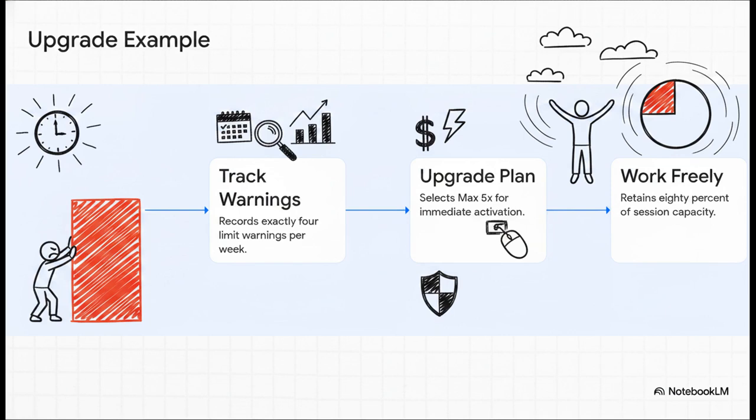Let's ground all this with a real-world example. Imagine a marketing manager running 3 simultaneous campaigns on the Pro plan. Every single morning, right at 10 a.m., she hits her session limit. So she considers upgrading to Max 5X. But first, she does the smart thing and tracks her warnings. She finds she hits the wall exactly 4 times a week. By upgrading to Max 5X, that exact same heavy workload now consumes only 20% of her session capacity instead of 100%. The result? She works the full day totally uninterrupted.